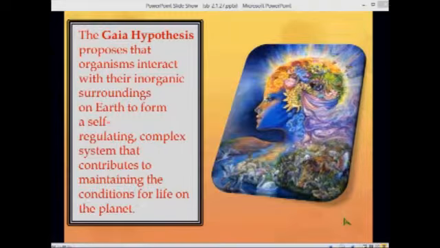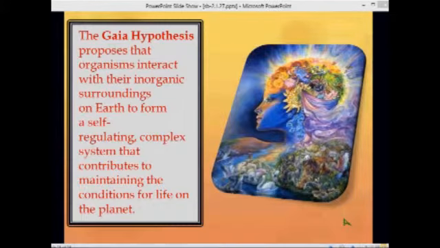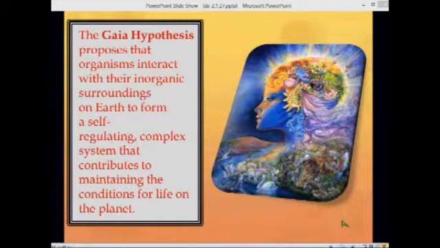So another one is the Gaia hypothesis. Gaia means earth in Greek philosophy. So it says the Gaia hypothesis proposes that organisms interact with their inorganic surroundings on Earth to form a self-regulating, complex system that contributes to maintaining the conditions for life on the planet. And there are two people that were really responsible for this, one lady and one man. It really is very interesting because basically they don't want to lose their scientific credibility, but everybody takes it and they don't really deny it that much.